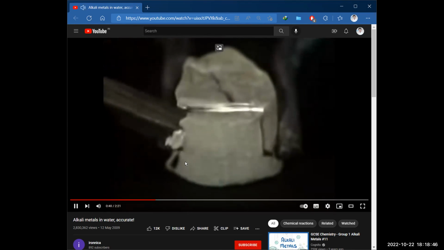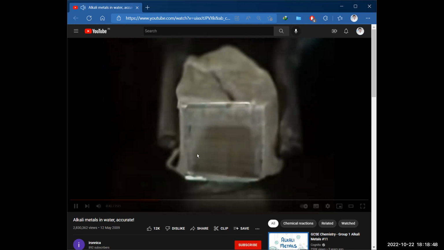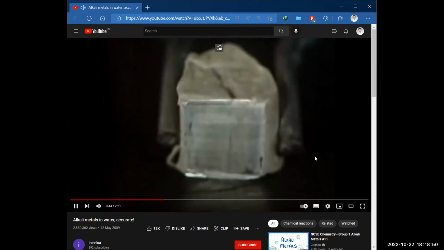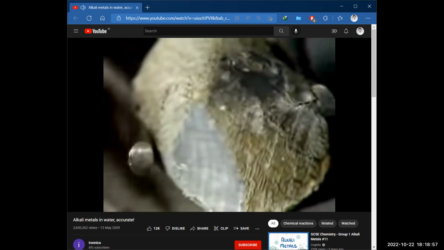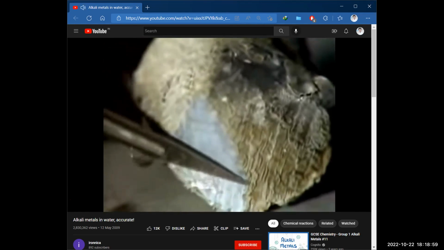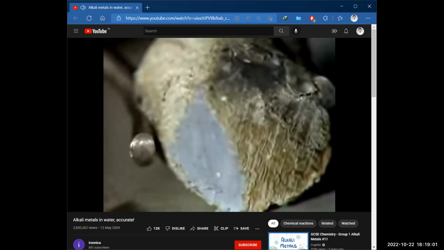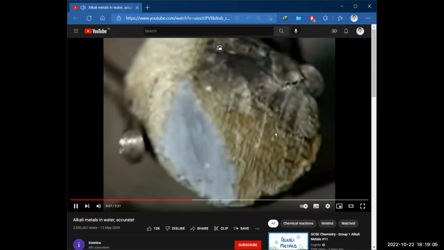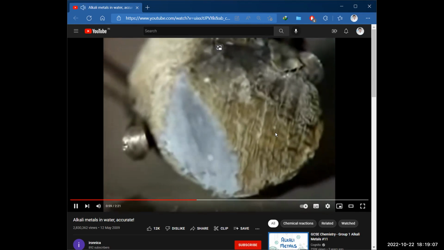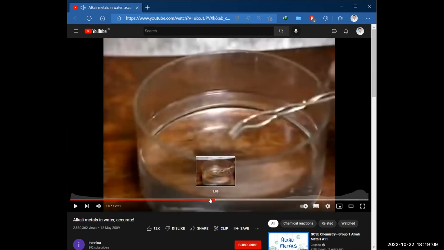Again, when we cut it, the metal surface can be seen. But this time, corrosion occurs even more quickly. With the next alkali metal, potassium, the corrosion in air is so quick that it's hard to see the metallic luster at all. So as you go down the group, the elements react more quickly with air. Reactivity increases.